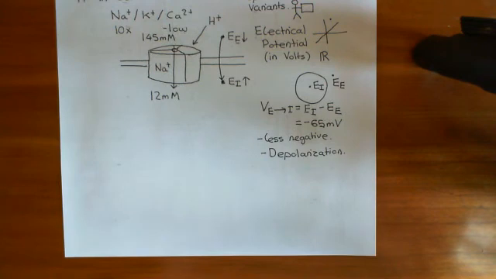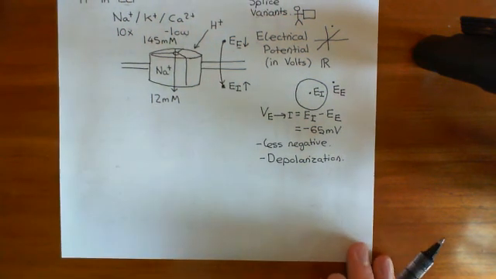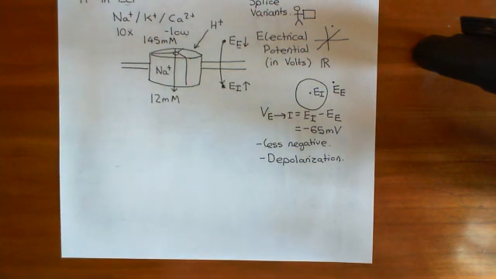So basically, when ASICs open, they cause depolarisation of the electrical potential difference across the cell membrane, and that's important for their function within peripheral nociceptors. Okay, so that concludes this basic introduction to acid-sensitive ion channels.